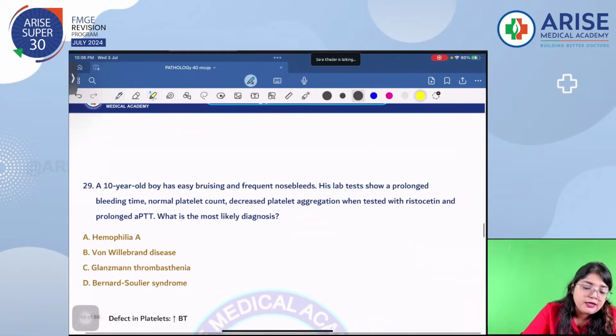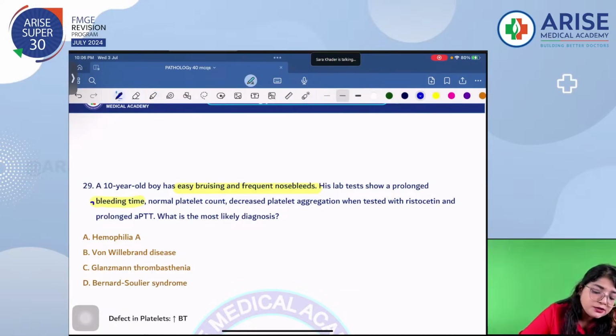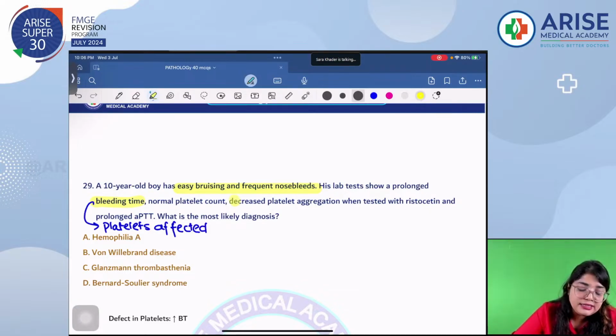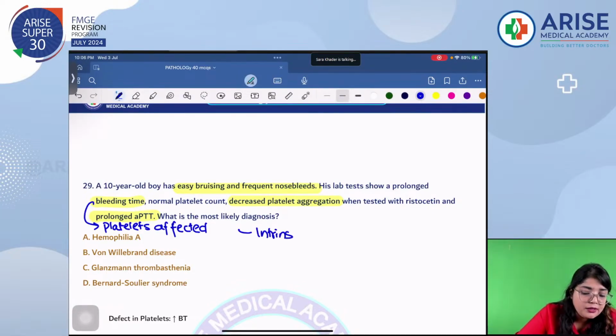Look at this question. A 10-year-old boy has easy bruising and frequent nosebleeds. His labs show a prolonged bleeding time. So platelets are affected. If your BT is increased, means platelets are affected. And what do you see? There is decreased platelet aggregation and prolonged APTT. Now, prolonged APTT means intrinsic factors are affected. Some kind of intrinsic factor are affected.